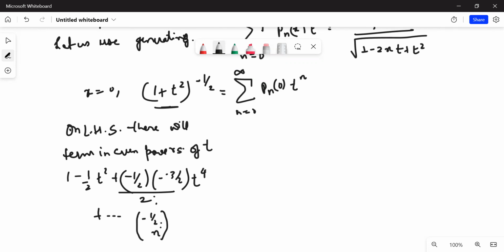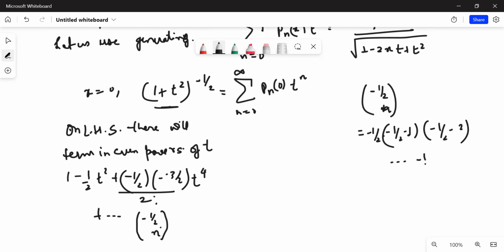ठीक है, ये समझ पा रहे हो, minus 1 by 2 n, इसका मतलब समझते हो? Minus 1 by 2 n का मतलब क्या हो जाएगा, it will be equivalent to writing minus 1 by 2, minus 1 by 2 minus 1, minus 1 by 2 minus 2, dash dash dash, minus 1 by 2 minus n minus 1, divided by n factorial. Is that clear? ये चीज समझ में आती है?